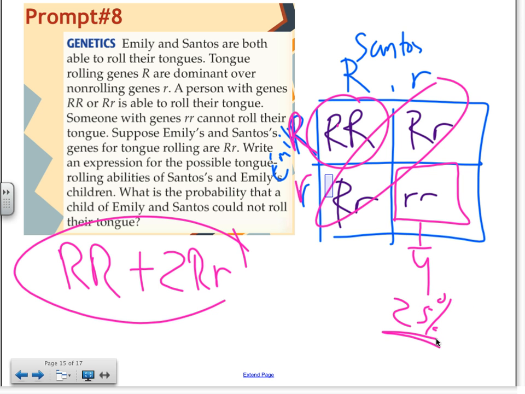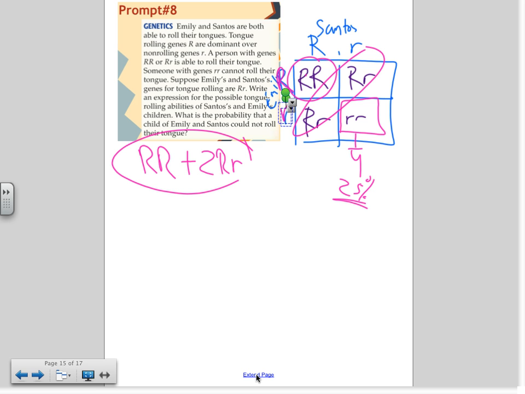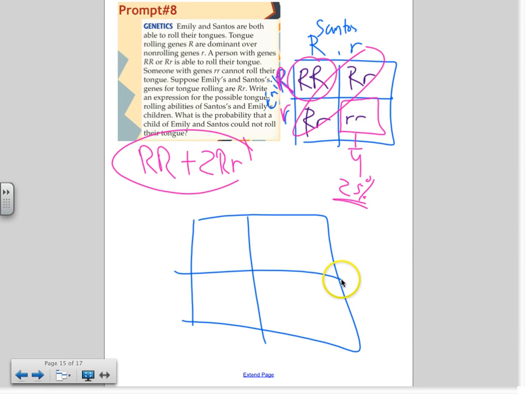Any questions so far? So if I kind of shake this family up a little bit, and let's assume now, what if Emily doesn't have the tongue rolling ability at all? So now I'm going to create a whole new chart for you and see if you can actually fill this in. So Santos still has this tongue rolling ability, but Emily now doesn't have the tongue rolling ability. What kind of children can they possibly have? Can you tell me?